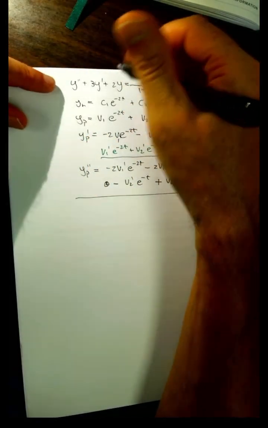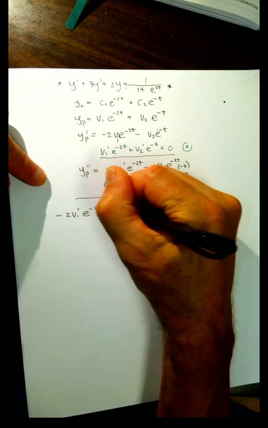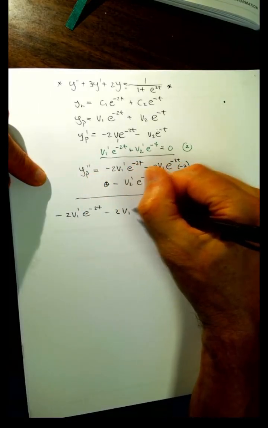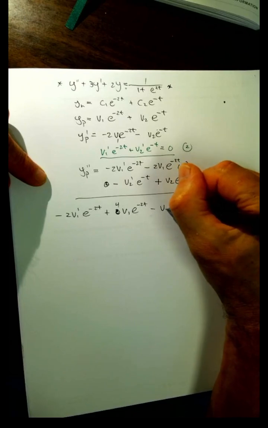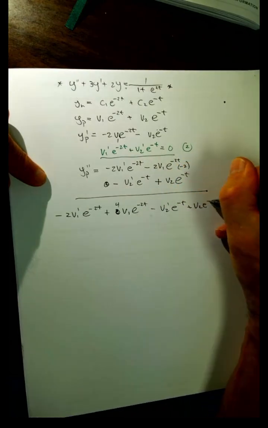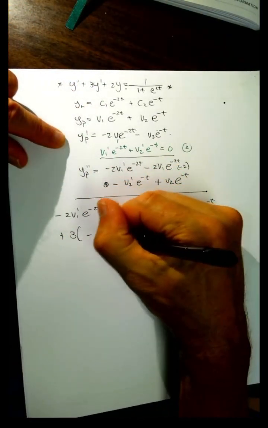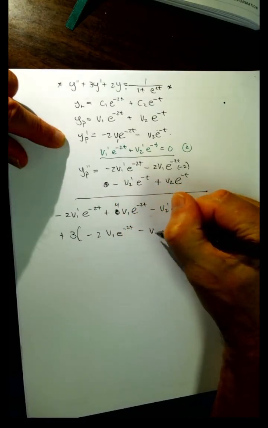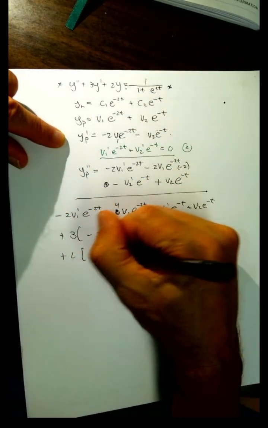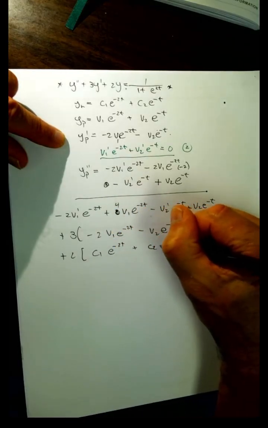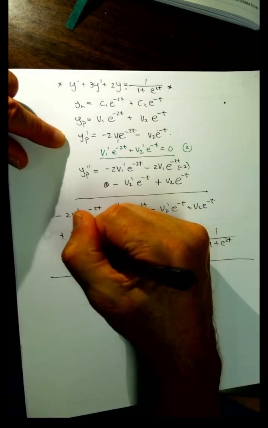So now I'm going to take this and plug it into my differential equation. So I get y double prime is minus 2 v1 prime e to the minus 2t minus 2 v1, minus 2 times minus 2 is plus 4 v1 e to the minus 2t, minus v2 prime e to the minus t plus v2 e to the minus t, plus 3 times y prime, which is this term, so I get minus 2 v1 e to the minus 2t minus v2 e to the minus t, plus 2 times y, and that's going to be v1 e to the minus 2t plus v2 e to the minus t, all that equals 1 over 1 plus e to the 2t. I'm getting sloppy.